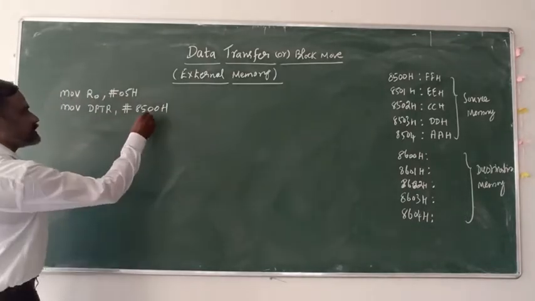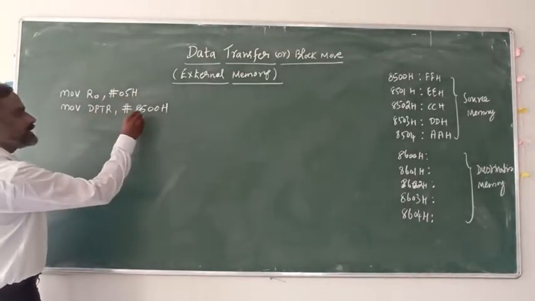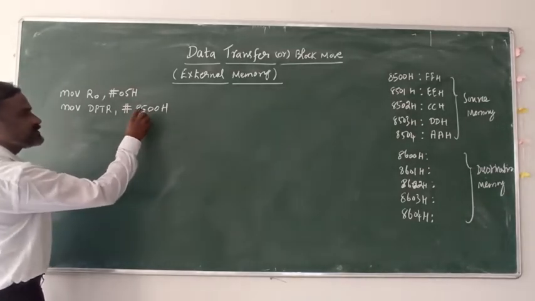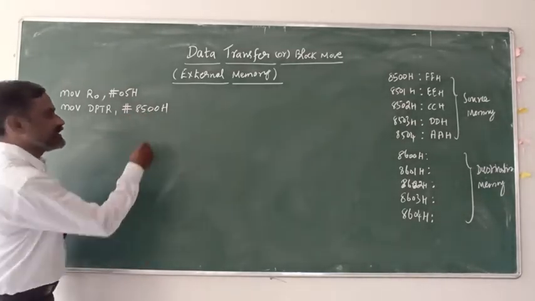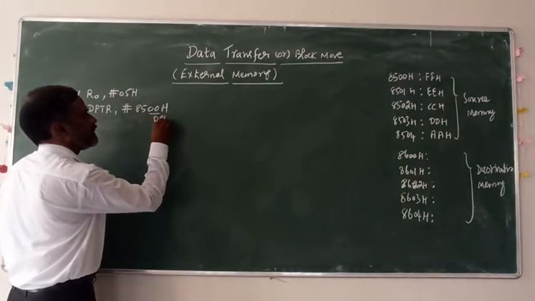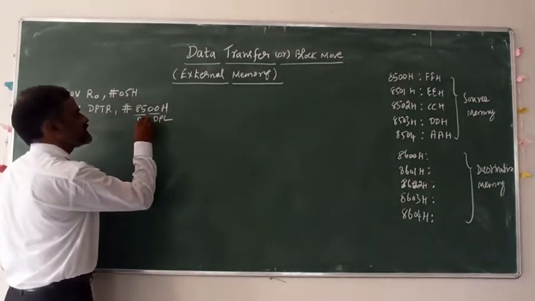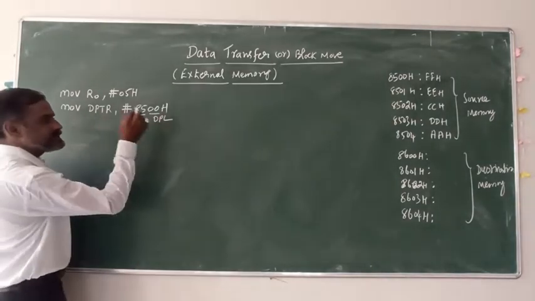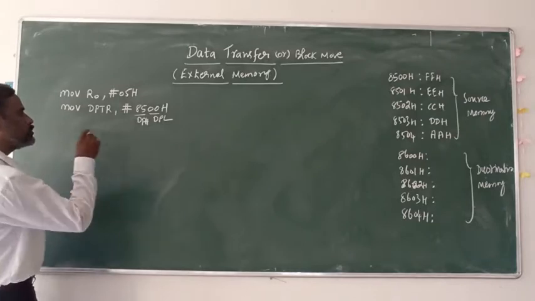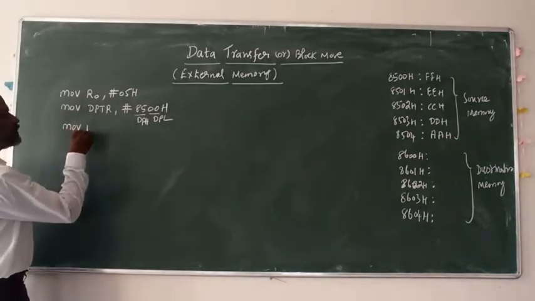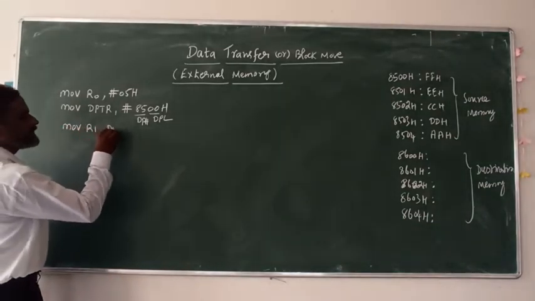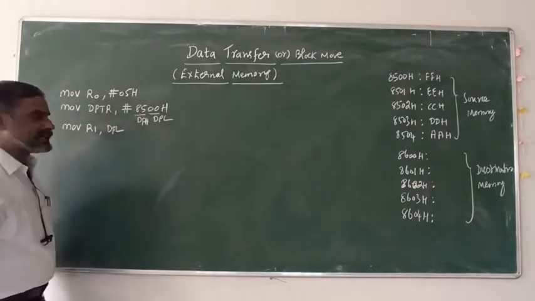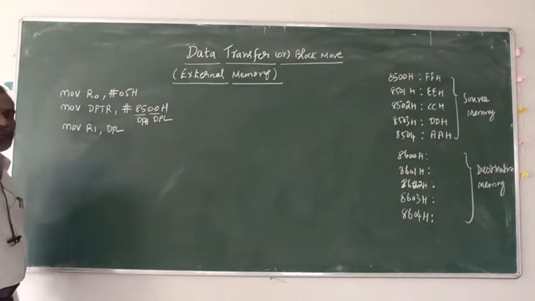This is DPL and this is DPH. 8500 is a 16-bit address. This is DPL and this is DPH. These two together represent the data pointer. First, the LSB register data is moved to the R1 register. MOV R1, DPL. The DPL holds 00, and that is moved to the R1 register.